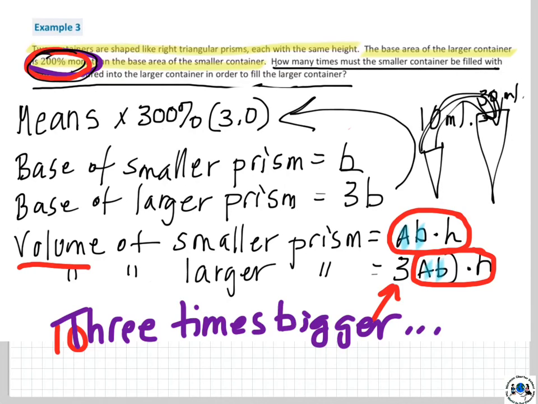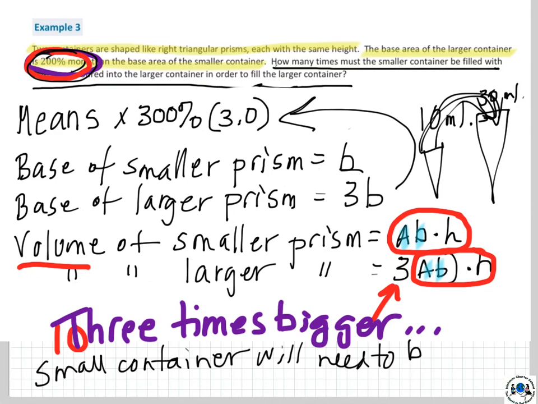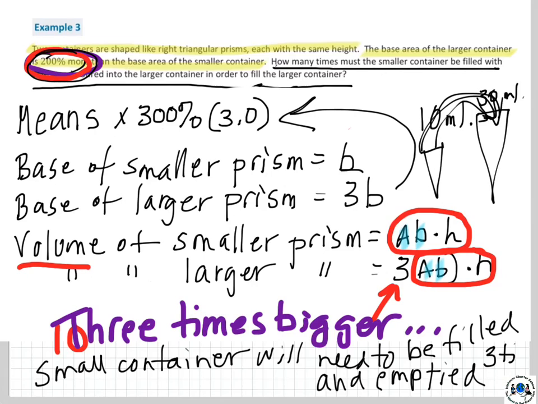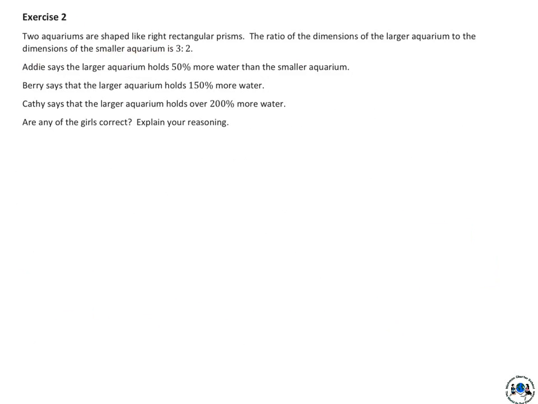Okay, so again, the real purpose of this problem is to look at these 200% problems all over again, and use the formulas for volume, use what we know. The only number we were given was the fact that we had 200% more in the base of that larger container. Okay, so let's see what we can do with this. Well, there we go. And that small container will need to be filled and emptied 3 times. And that would be the answer.